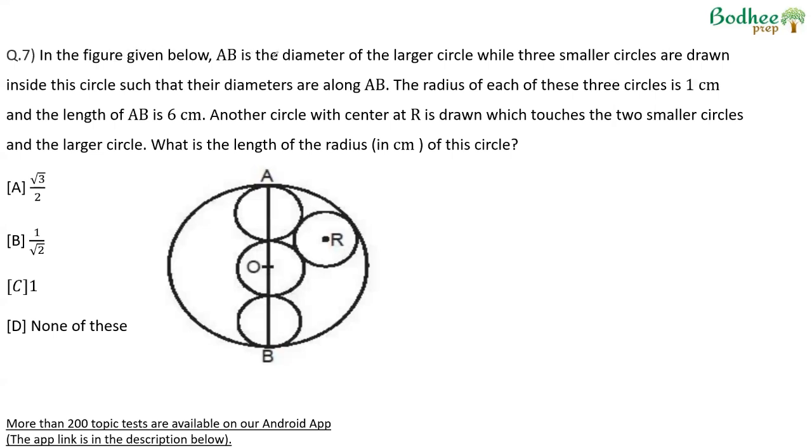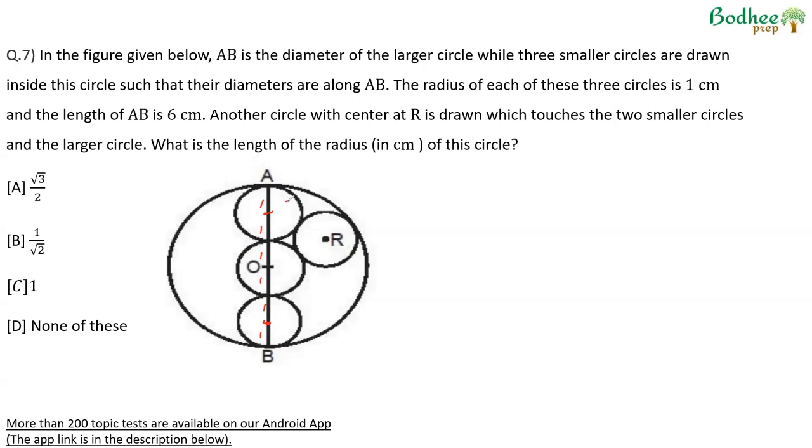In the given figure below, AB is the diameter of the larger circle with 3 smaller circles drawn inside the circle such that their diameters are along AB. The radius of these circles is 1, and therefore the diameter of the larger one is 6. The length of AB is 6. Another circle with center R is drawn, which touches the two smaller circles and the larger circle. What is the length of the radius R of the circle?